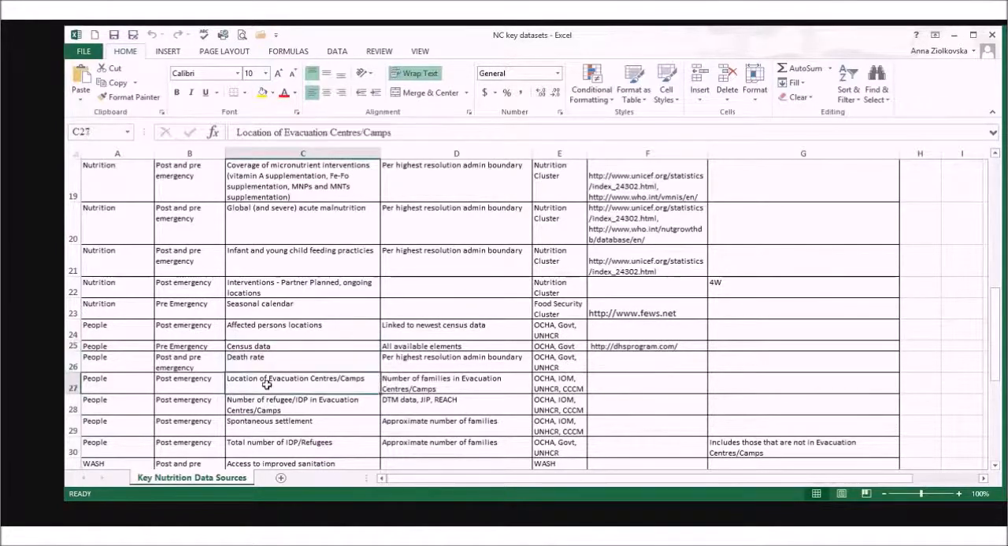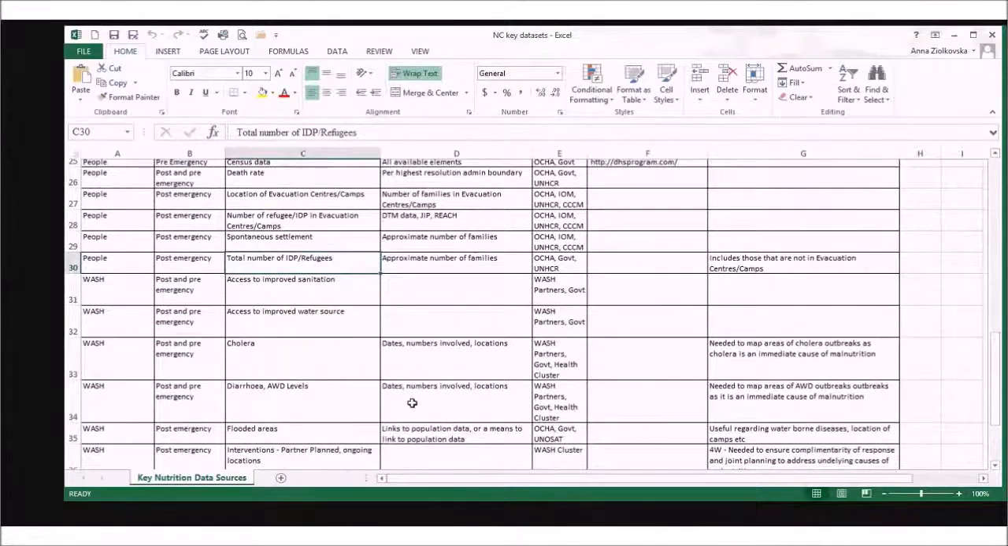Then location of evacuation centers and camps, number of IDPs and refugees in evacuation centers and camps, spontaneous settlements, and total numbers of IDPs and refugees per admin level. All this information, as I said, you would get from OCHA, IOM, UNHCR or the CCCM cluster or government, and you would need it for yourself in order to plan your response and to calculate caseload.